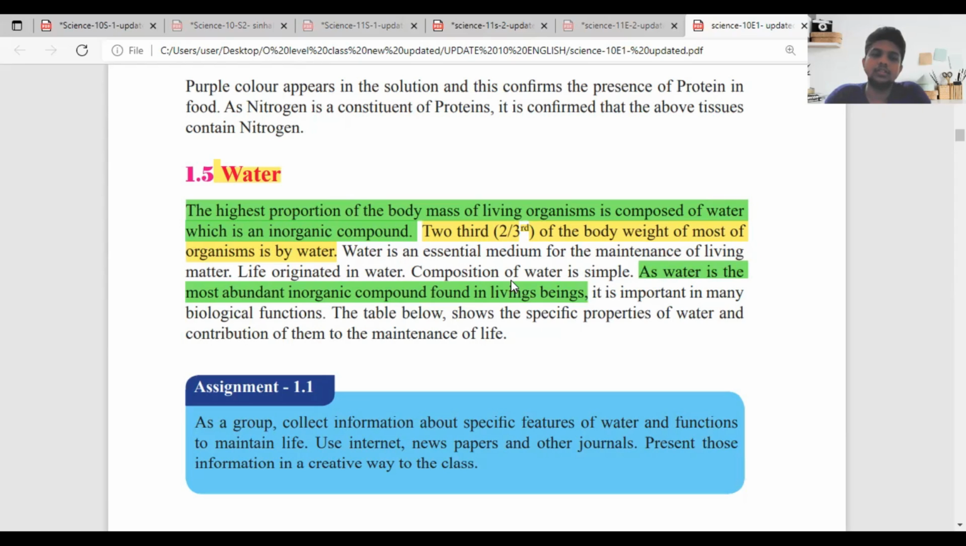As the water is the most abundant inorganic compound. Most abundant means the most common one. The most abundant inorganic compound found in living beings.